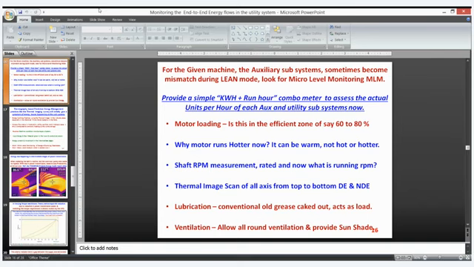So the shaft RPM of the motor is more important to know the slippage for the given loading. Then comes lubrication. Instead of going for a multi-purpose grease, a specialty grease like polyurea thickened, that is lithium complex grease, is doing a better job.